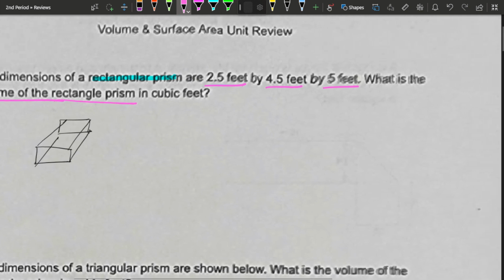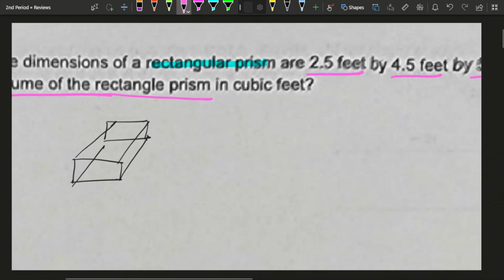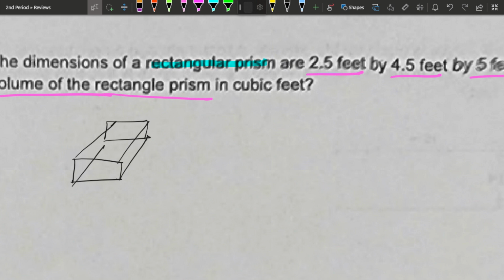For prisms, we're going to use this formula, big B times the height, or length times width times height. That means the fast way is just multiply the three numbers. So if we have something like this and we have three numbers, I can say that this is 2.5 right here, and this is 4.5, and this is 5. So really, all I gotta do for this is multiply the three numbers and I'm done.